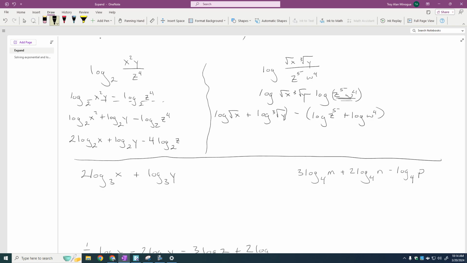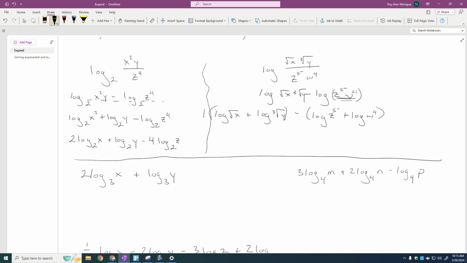Technically, you have a parentheses here, but I don't need them because there's only a positive 1 in front of that. And 1 times anything is just that thing. Not true over here. A negative 1 times something will change its signs. So that's why I need the parentheses over here.